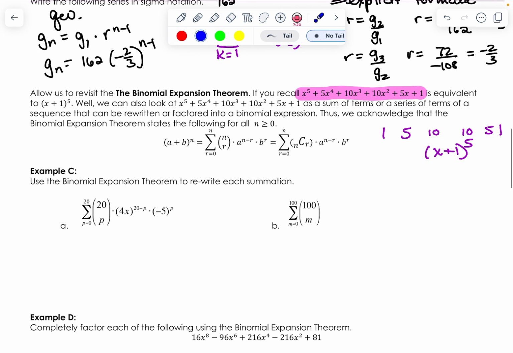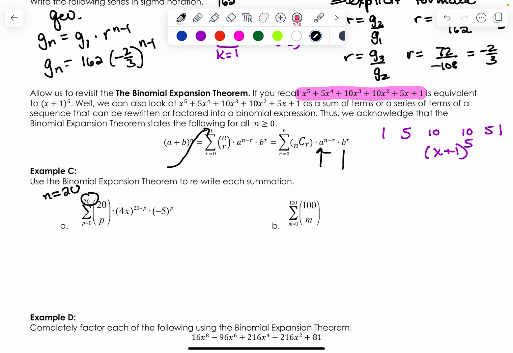So let's take a look at letter A. I have the sum. P runs from 0 to 20. So I want you to notice up here, that's n. So my n is 20. The A is here, and there's your B. So this is going to be 4x minus 5 to the 20th. It's really that simple.